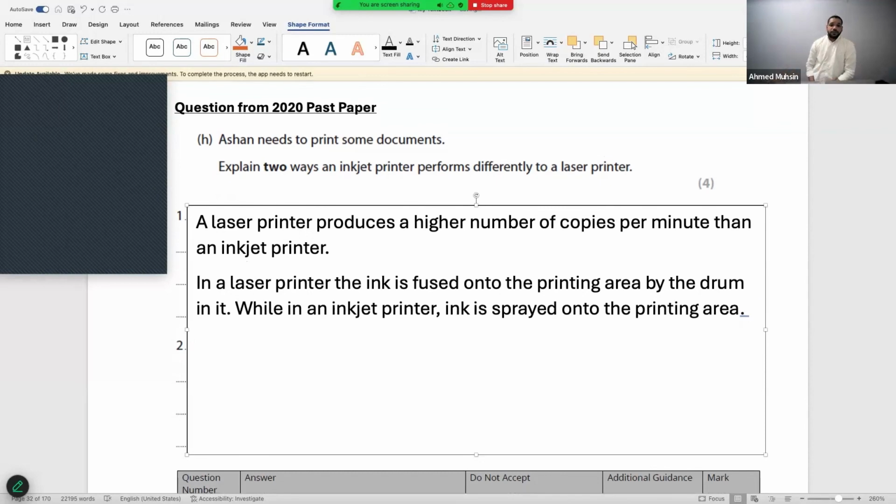Everybody, can you note this down? In a laser printer, the ink is fused onto the printing area by the drum in it. Sorry, that's the second point. It's not properly aligned, but that's the second point.